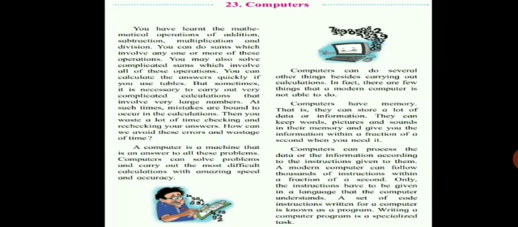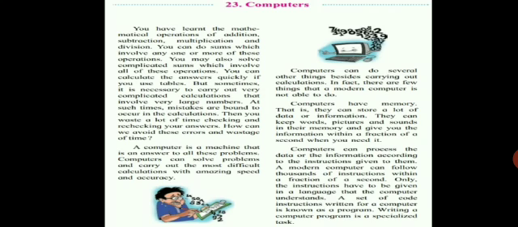Computers can process the data or the information according to the instructions given to them. A modern computer can follow thousands of instructions within a fraction of a second. Only the instructions have to be given in a language that the computer understands. A set of coded instructions written for a computer is known as a program. Writing a computer program is a specialized task.